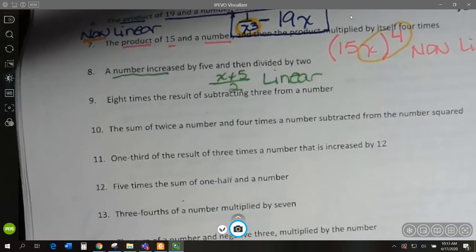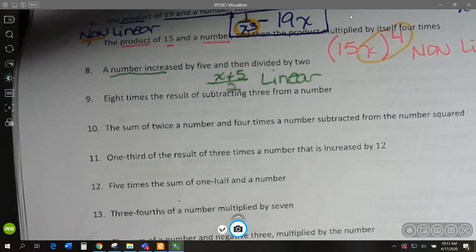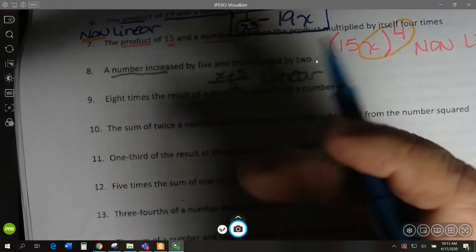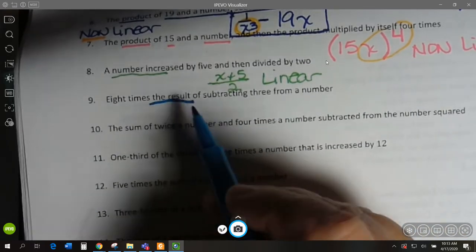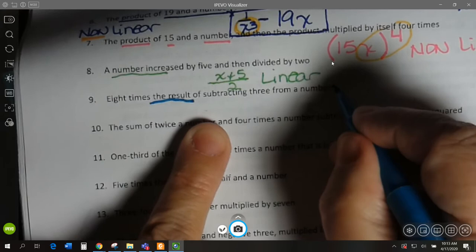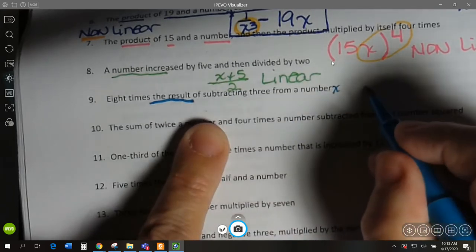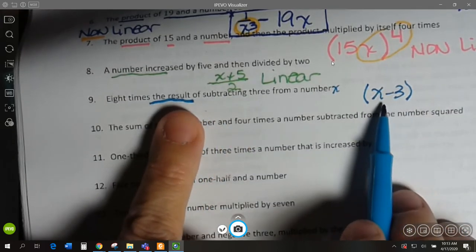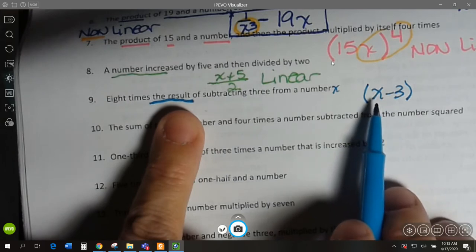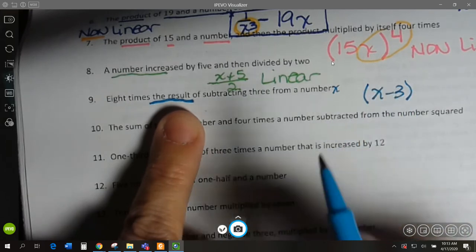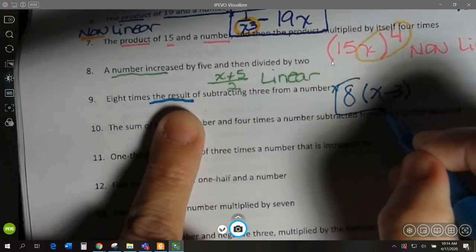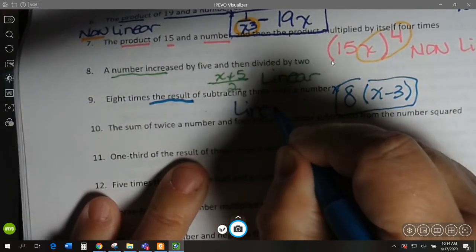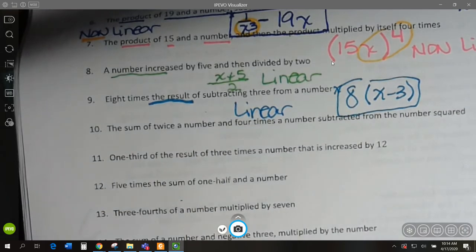Number 9, 8 times the result of subtracting 3 from a number. So we need the result of subtracting 3 from a number. We're going to call that number x. We subtract 3 from x, so that'd be x minus 3, right? We want 8 times the result, so we take this whole thing and multiply it by 8. And this would be linear.